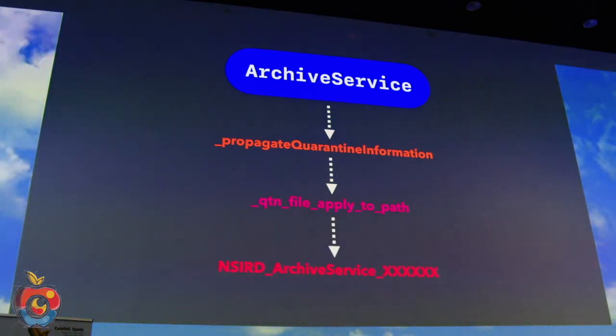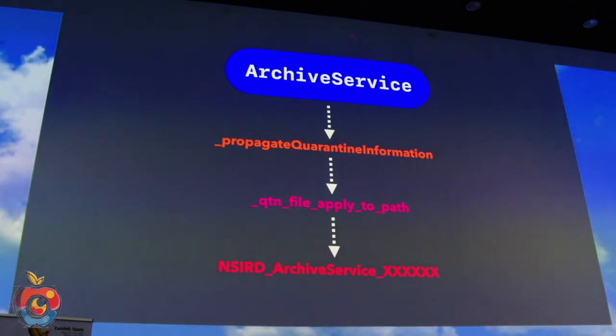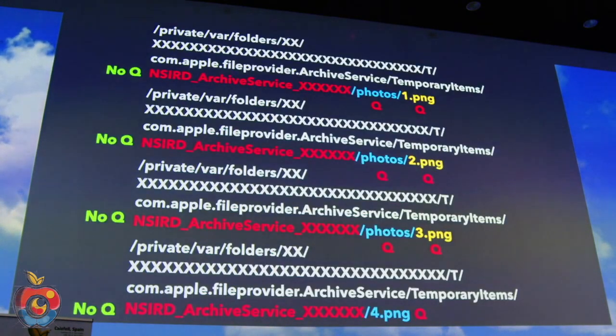This function is responsible for propagating quarantine attributes to all the extracted contents of the archive. It invokes a low-level function titled quarantine file applied to path in libquarantine.dylib, which applies the quarantine attributes to the unarchived files located in the temporary directory prepended with the name NSIRD archive service. And it will ensure that the quarantine attribute is propagated to all of the extracted contents. What we notice is that the quarantine attributes were indeed being applied to all the extracted items within our archive, including the photos folder and our images.